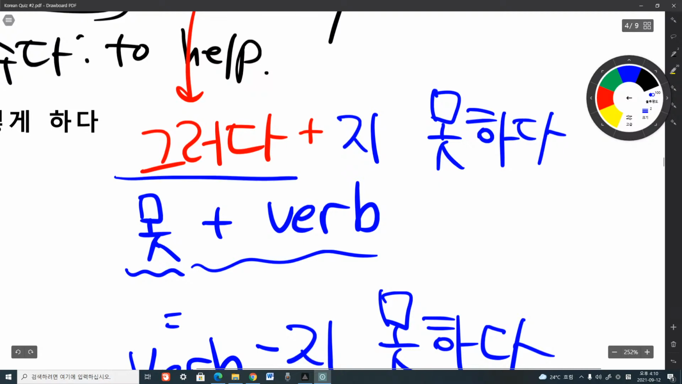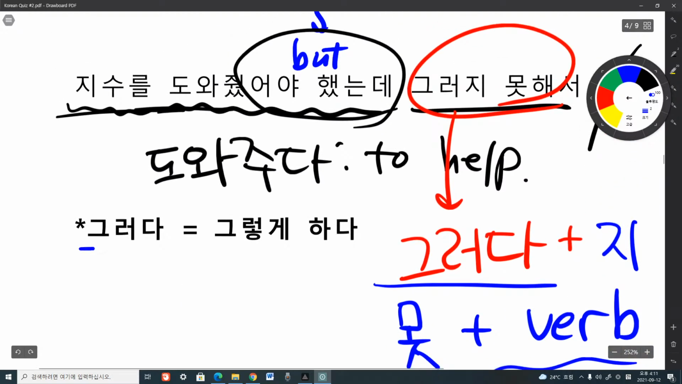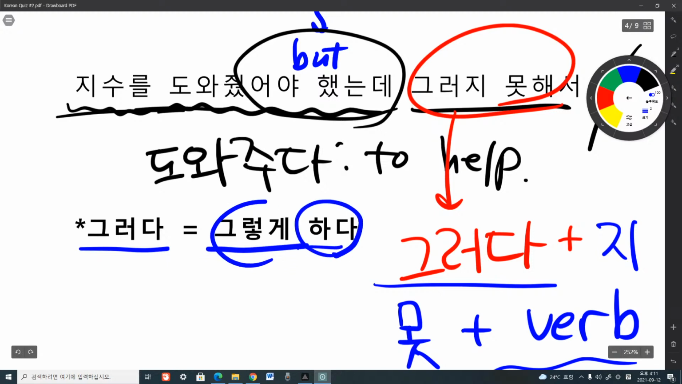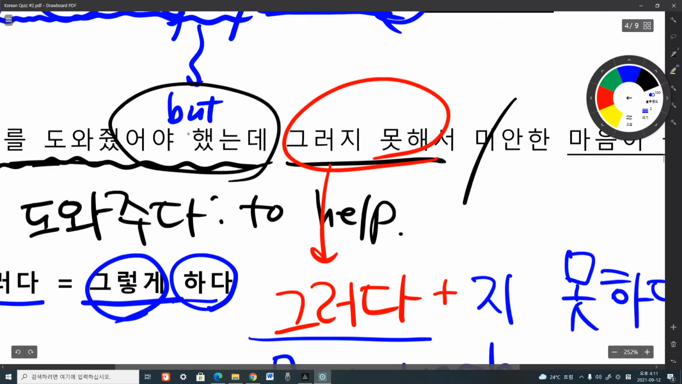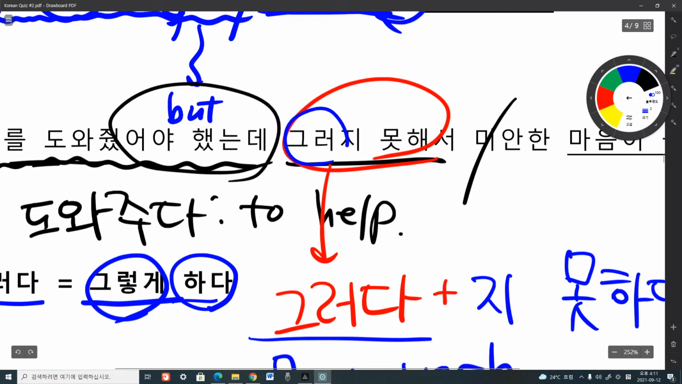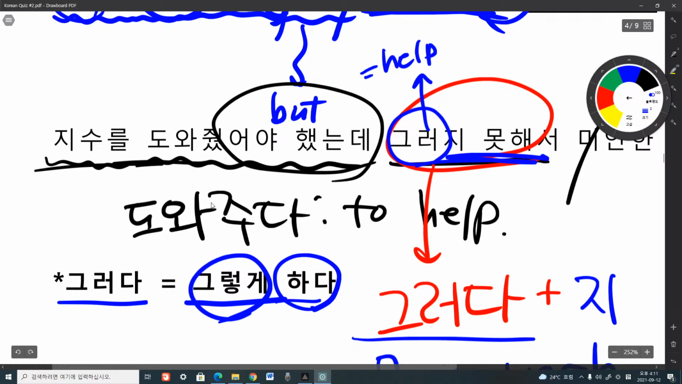And 그러다 here, guys, 그러다 is a verb. It's an abbreviated verb of 그렇게 하다. To do like that. So here, I should have helped 지수, but 그러지 못해서 I couldn't do that. I couldn't do like that. So this 그러다 means to help in this sentence, right? But you use 그러다 verb instead of 도와주다 because you wanted to avoid repetition.